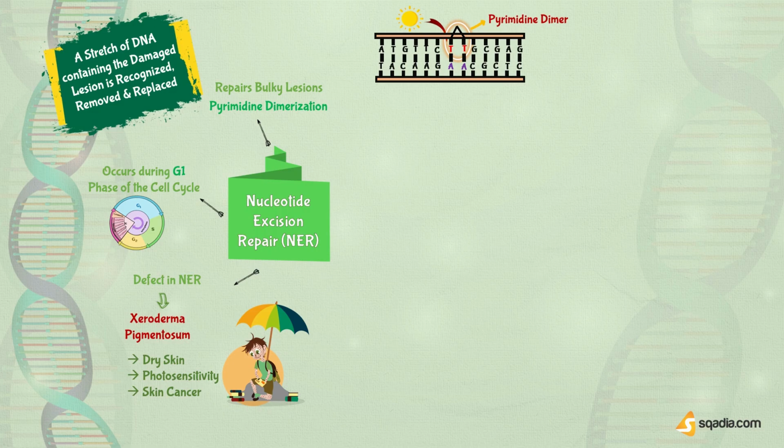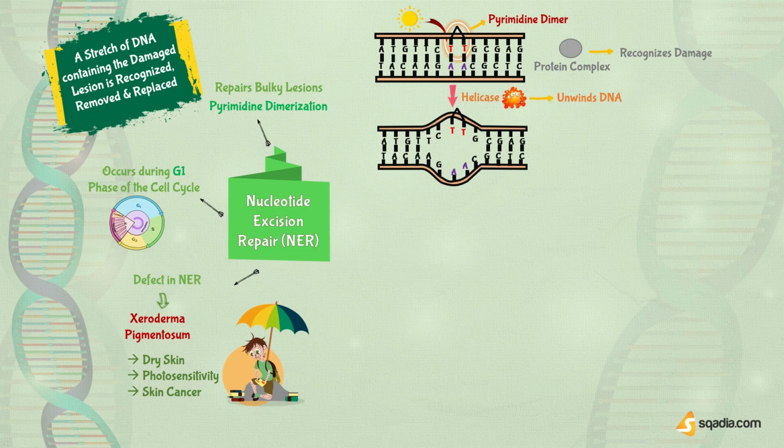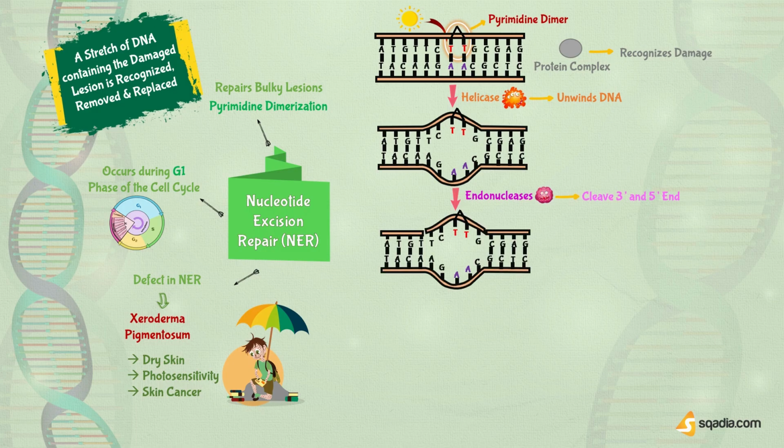They may have a higher risk of contracting skin cancer than those who don't have the condition. Now, let us see how NER works. Well, the very first step is, of course, the recognition of DNA damage. The damage is recognized by a protein complex. And the DNA is unwound by an enzyme helicase to produce a bubble. This exposes the damaged DNA to the NER proteins and facilitates their access to the lesion.